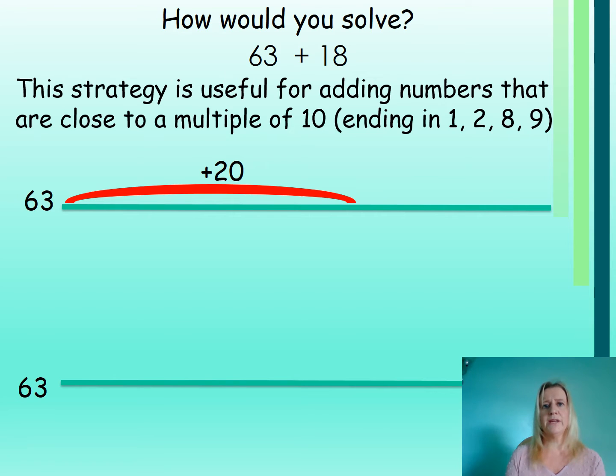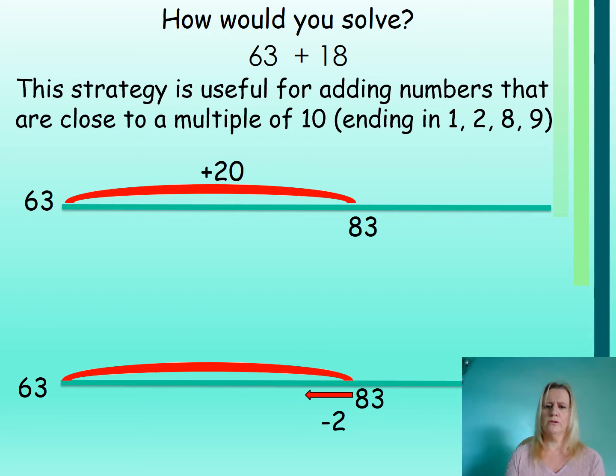When I add on 20, I reach 83. But since I've added on too much, I need to do something at the end. I need to take off 2 because I've actually added on 2 more than I should have, and that makes me get to the number 81. This is called the compensating strategy.